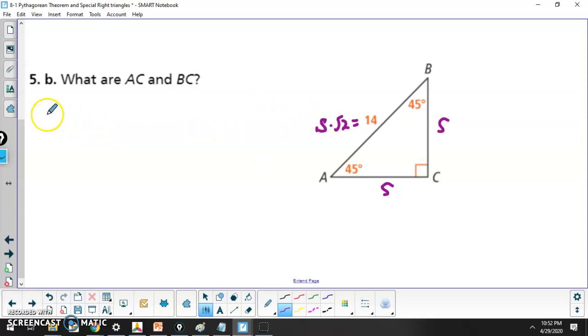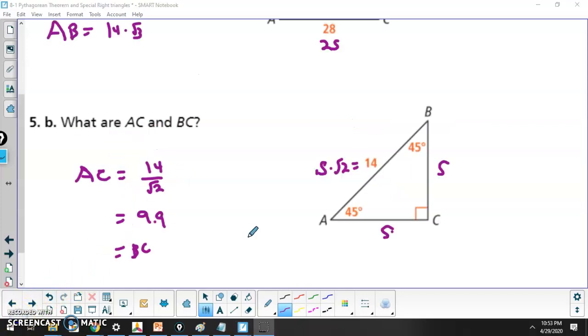All right, so if we're finding a side, AC is just going to be the hypotenuse divided by the square root of 2. All right, and that's actually going to be the same thing as BC, okay? And just go ahead and put that in your calculator, see what you get. I got 9.9, so 9.9 is approximately BC.